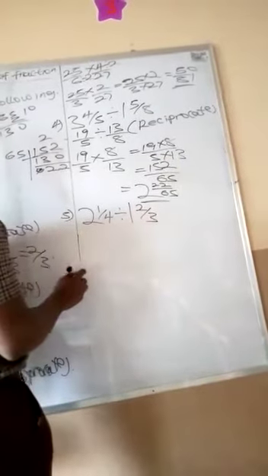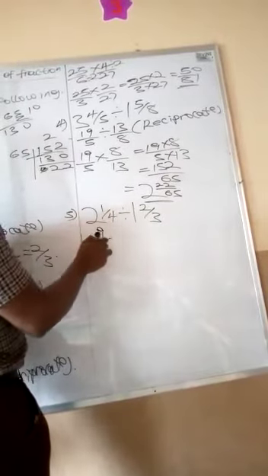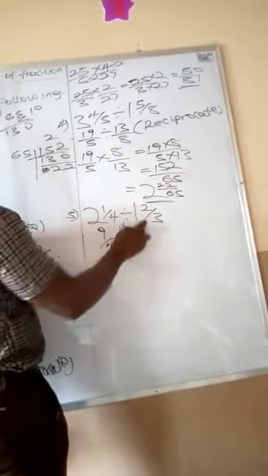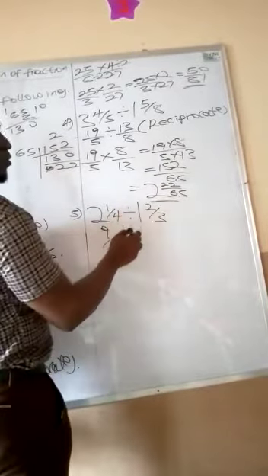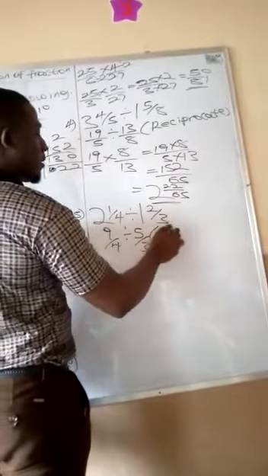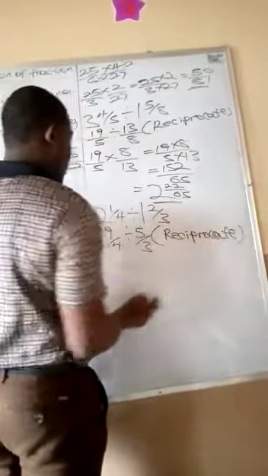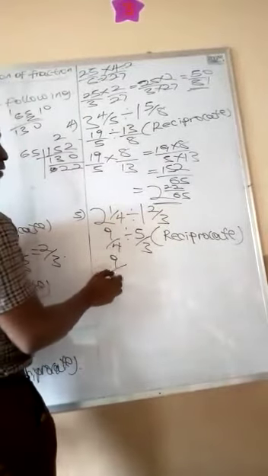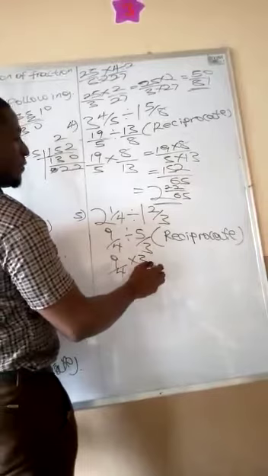For question number 5, we have 2 whole number 1/4 divided by 1 whole number 2/3. So when we convert, 2 times 4 will be 8 plus 1, which is 9/4, divided by 3 times 1 will give us 3 plus 2, that will give us 5/3. We have to reciprocate. Now when we reciprocate, we are going to have 9/4 times 3/5.